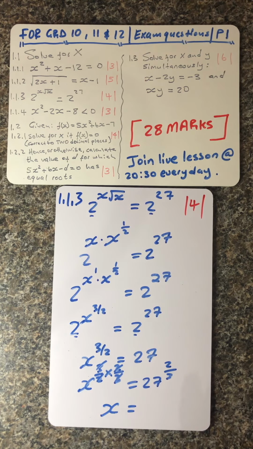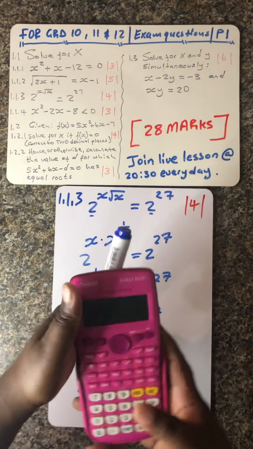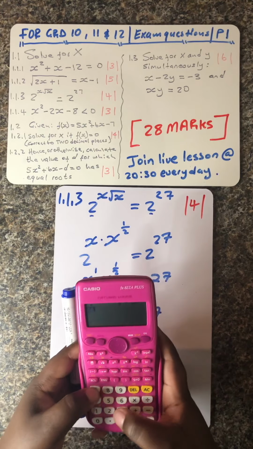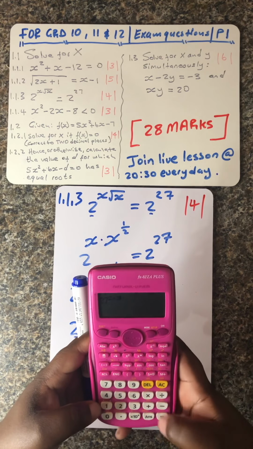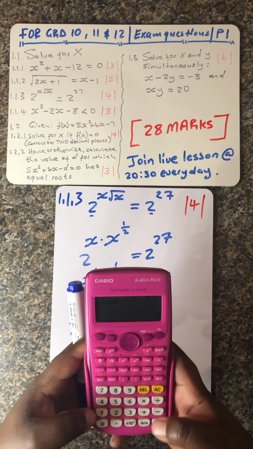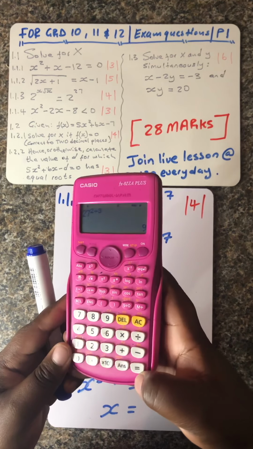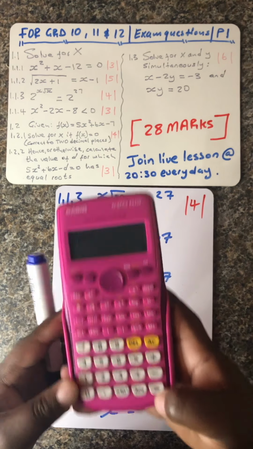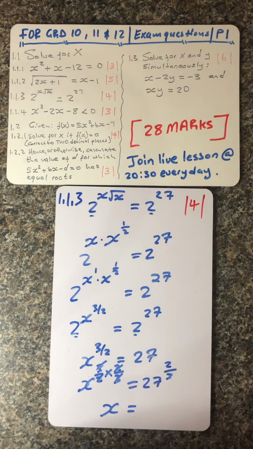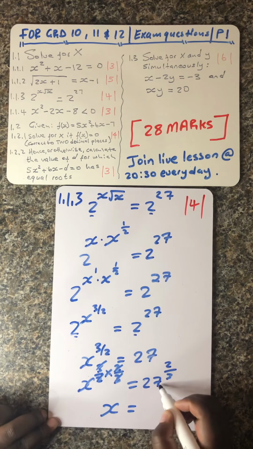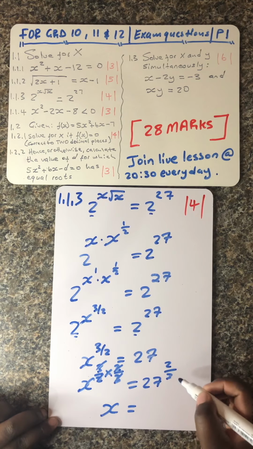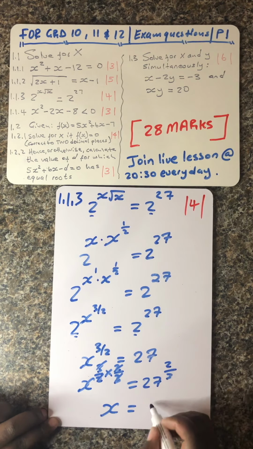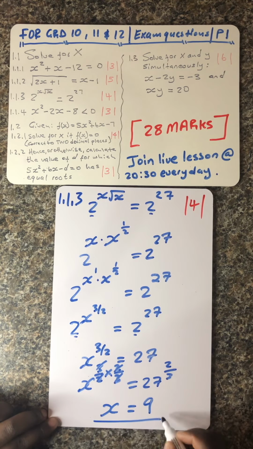Now this is where you can just pull out your calculator and punch 27 to the exponent 2 divided by 3. The answer that I'm getting is 9, guys. I'm not sure if you are able to see, but I can explain exactly what you're supposed to do. You just punch on a calculator 27 to the exponent, and you can even put it in brackets, 2 divided by 3, close. You should get your answer as 9.